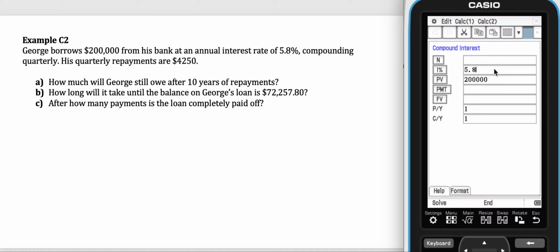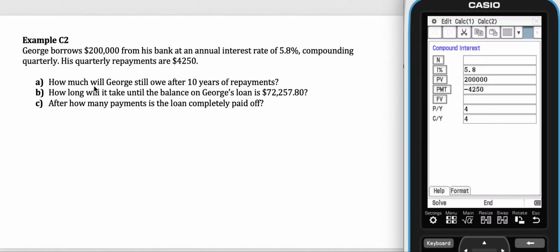And remember that with Finance Solver, you don't have to adjust the interest rate. You just put in the annual interest rate. Compounding quarterly, so compounding per year is 4. His quarterly repayments are 4,250, so there are 4 payments per year, and that payment is 4,250. But remember that money going to the bank is negative, so we put it in as negative 4,250.